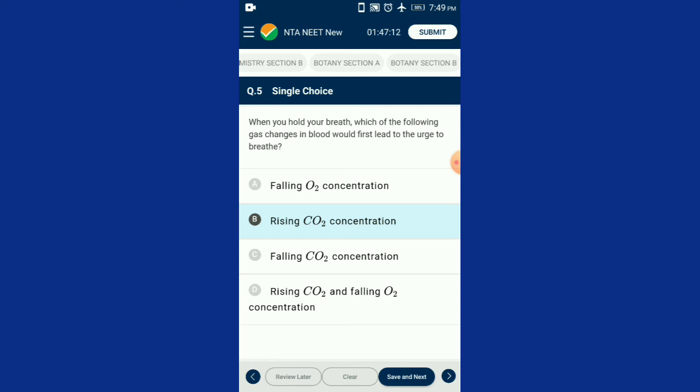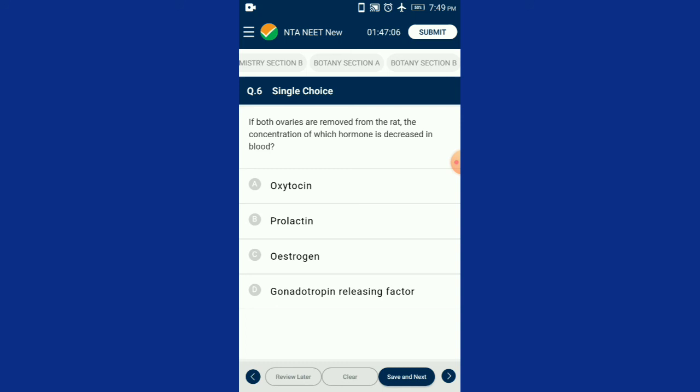Question number 6. If both ovaries are removed from the rat, the concentration of which hormone is decreased in blood? Estrogen level is decreased in the blood. Estrogen is released from the theca interna of graafian follicles.